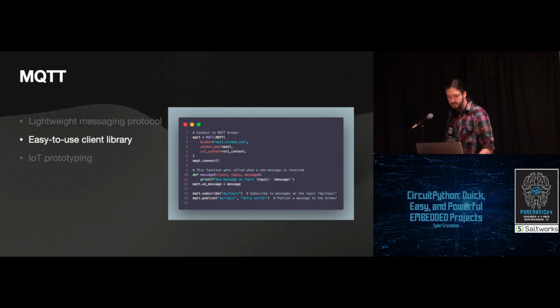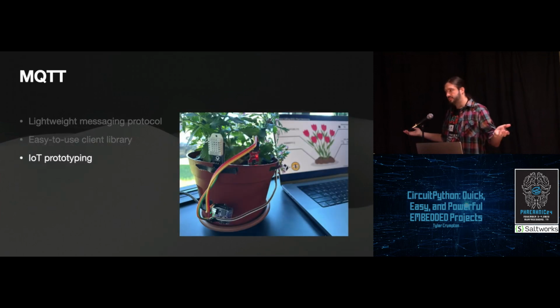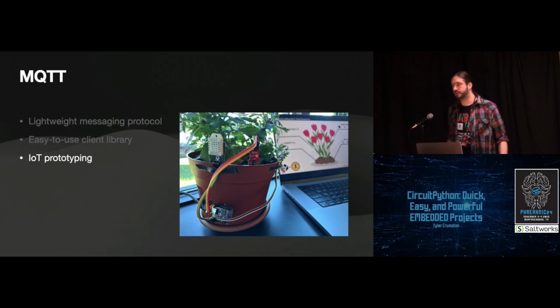So you can have a callback function that gets called whenever it receives a message that you're subscribed to, or you can just call a function to publish a message on a topic. Super easy. And what that's useful for is quick prototypes, or even longer term projects.